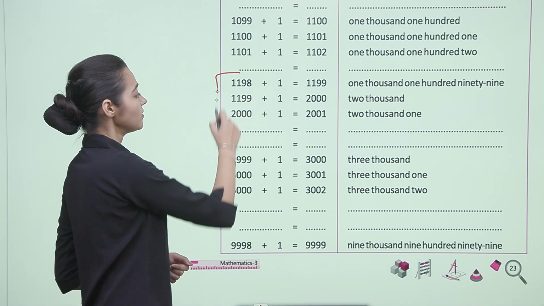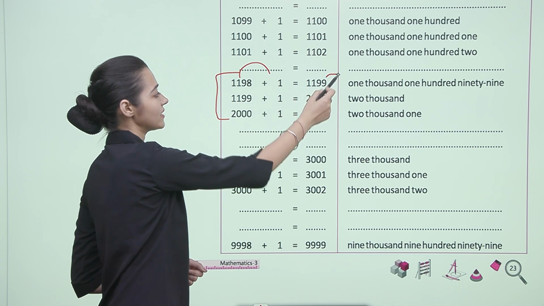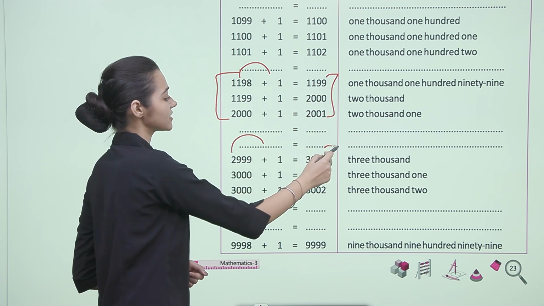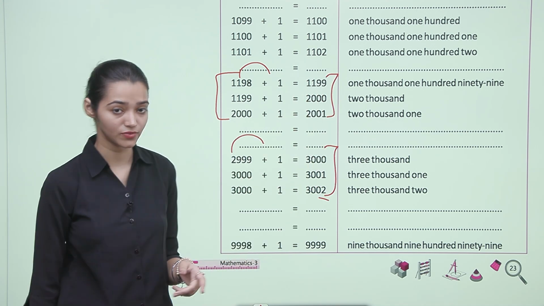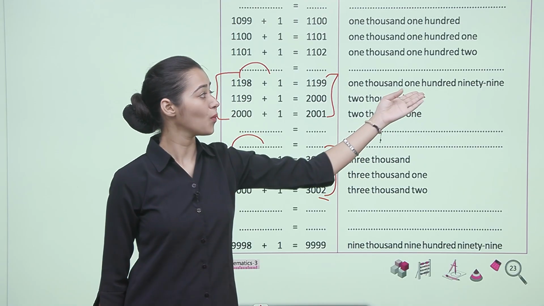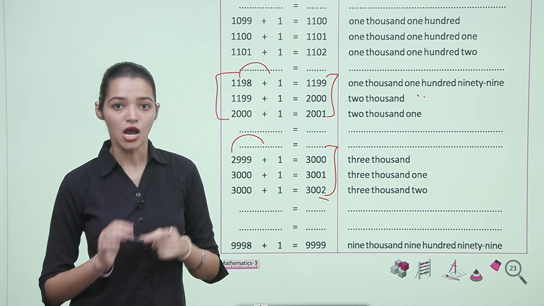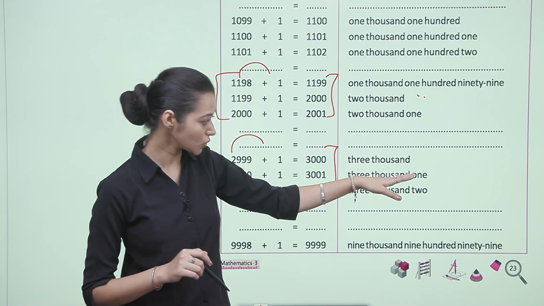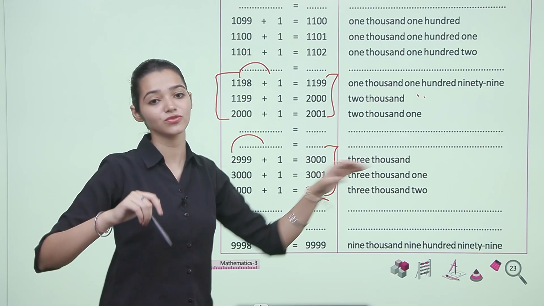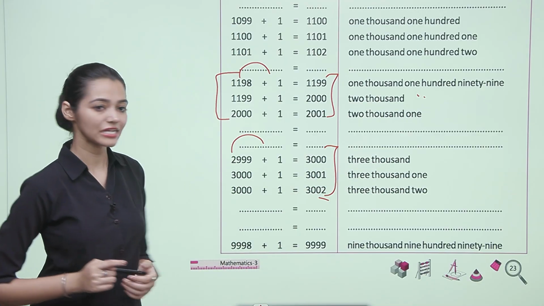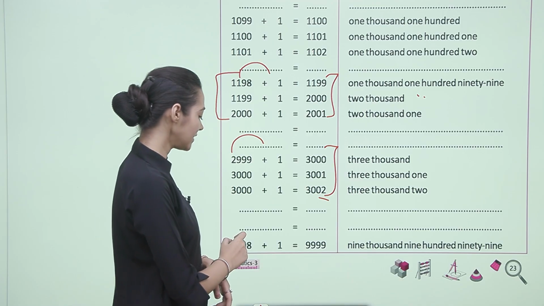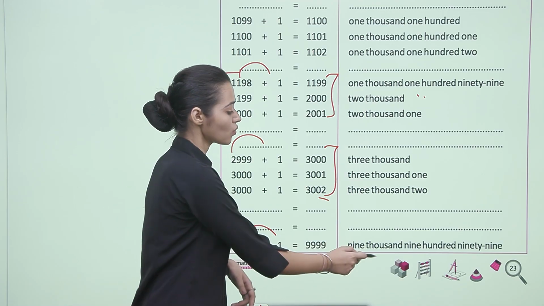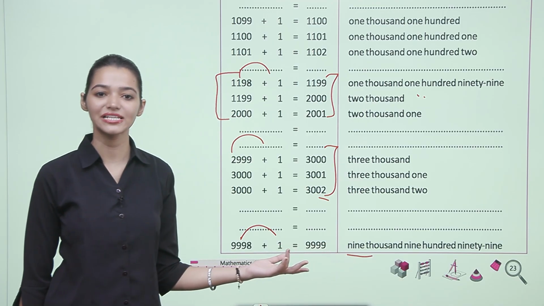In the next one, when we add, we will get the successor of these numbers. We will read it as 1199, 2000, 2001. After that it will become 3000, 3001, 3002. That's how we can complete it. And when we add 9998 plus 1, we get 9999.